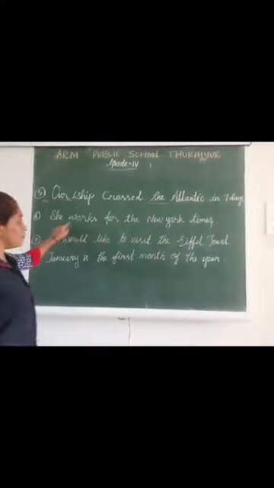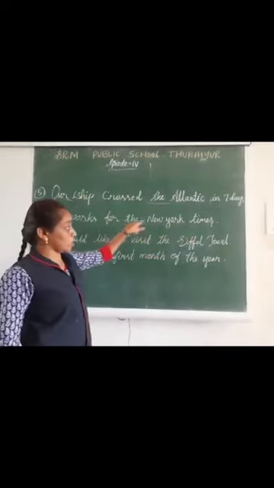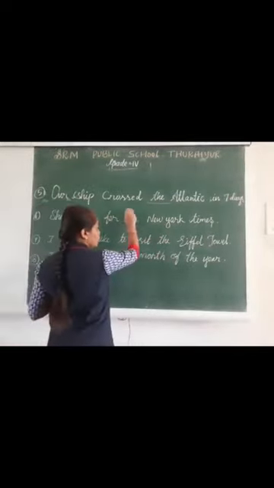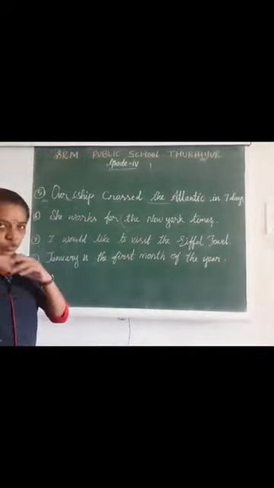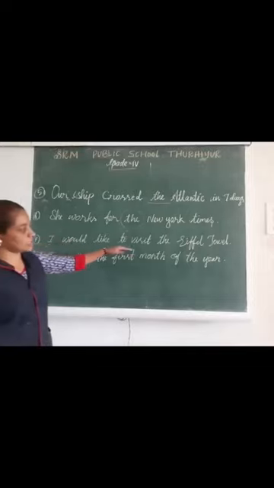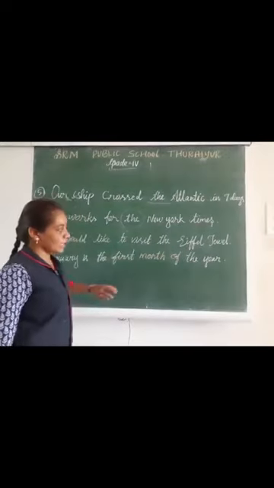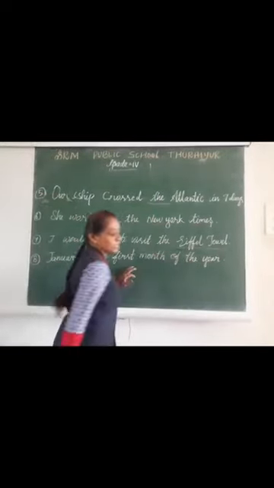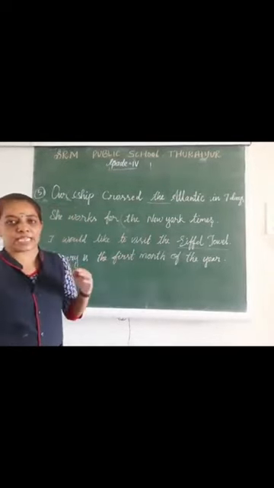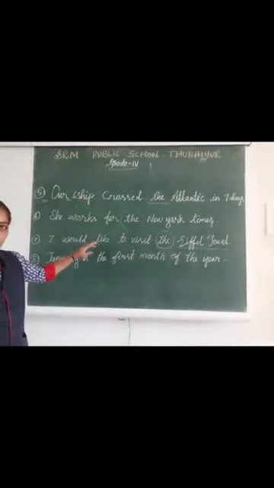Next. She works for the New York Times. New York Times is a newspaper name. So before this, we have to use the. Before newspaper name, we want to use the. Next. I would like to visit the Eiffel Tower. Here, Eiffel Tower is a famous building. So we have to use the definite article before a famous building's name. Are you clear with this rule? Shall we go to the next?